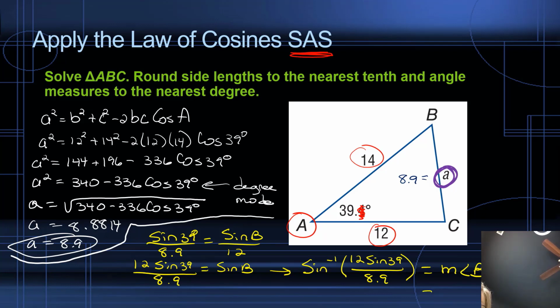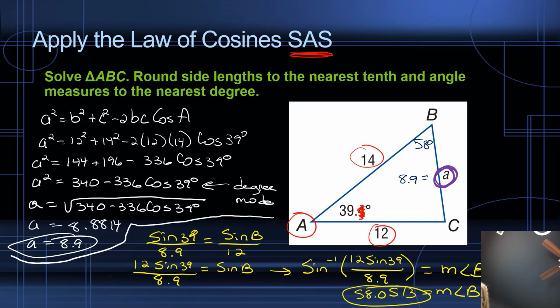So the measure of angle B is 58.0513. So we're going to just call it 58 degrees. Actually, yes, 58 degrees. A little trickier when you get these kind of weird numbers in here. So I'm going to go ahead and put 58 degrees up here.